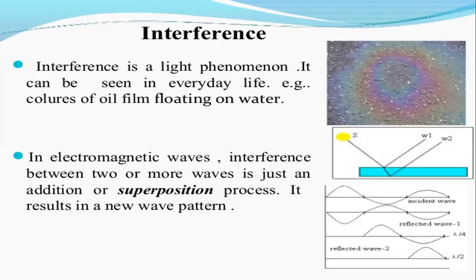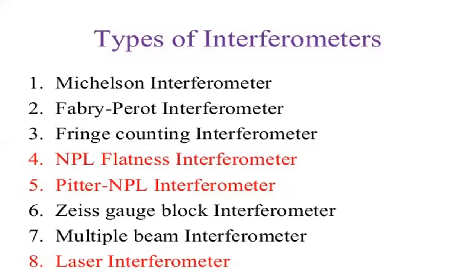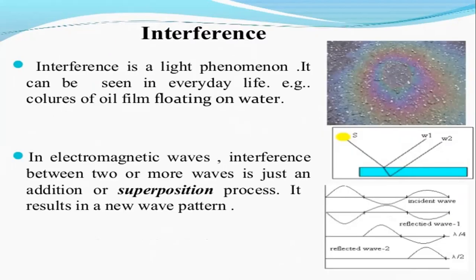And next coming to the interference. So this interference is a light phenomenon and it can be seen every day in daily life. So in daily life we can see the colors of the oil film floating on water.